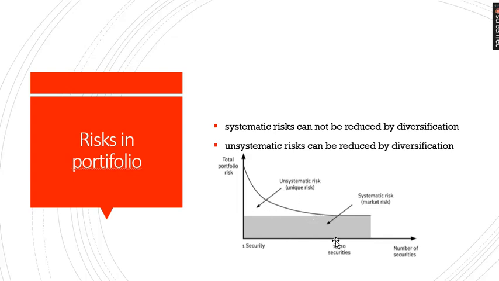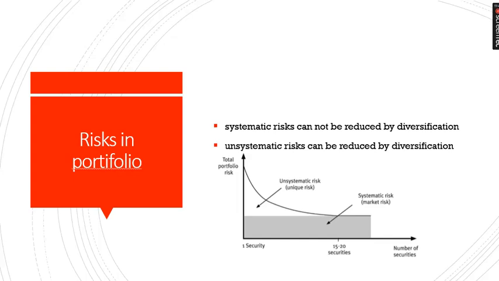I'm saying this line which is shaded is the systematic risk or market risk, because no matter how many businesses you have, it will still be there. It will always be constant. But unsystematic risk, or unique risk, will be reduced by diversification. If you have several businesses, it will be reduced. You can see the risk is going downwards like that. So that's what we mean.